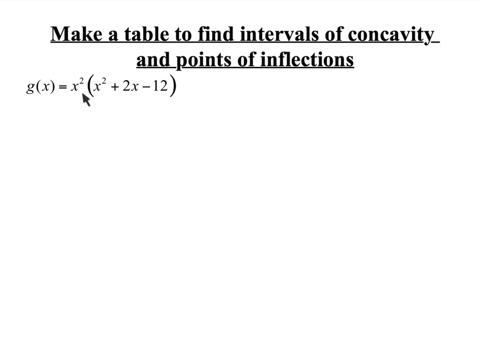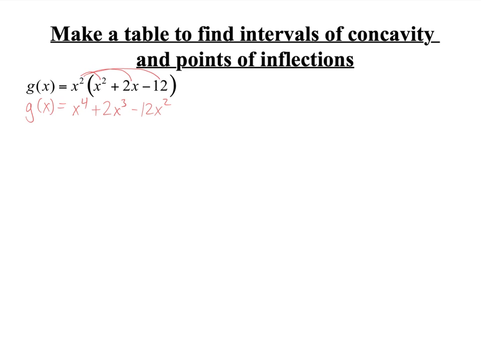And when we look at this function, if you start taking the second derivative of that as is, you're going to have a nightmare on your hands with product rules. You want to simplify this before you start. It's always important to do that. So I'm going to distribute that x squared through to change this to g of x equals x to the fourth plus 2x cubed minus 12x squared. So that right there is g now.